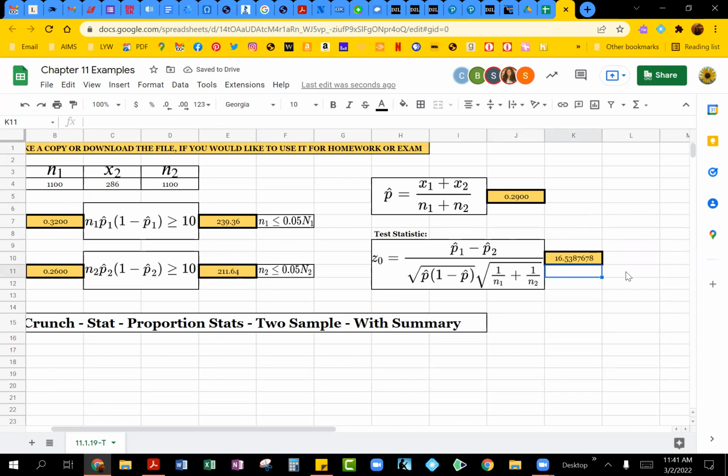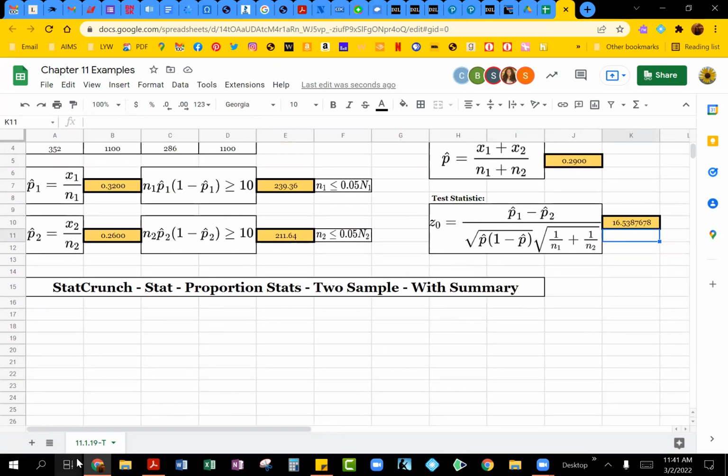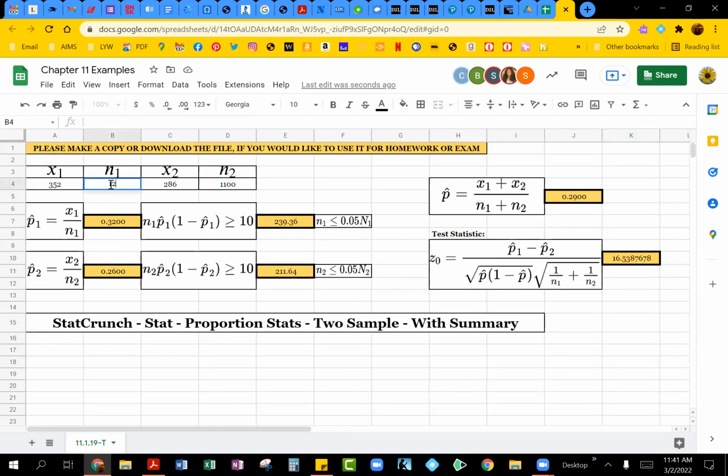So you can see, again, we have used cells to type this in. We haven't typed a single number in here. So what happens when you do that is now, if our n value was going to change, let's say this becomes 1200, you can see all those calculations will automatically change. And that's the reason why we try and stick with using the cells instead of actually typing the numbers in. So you can see our test statistic value is coming out to be 16.5387678. So that's one way of doing this.